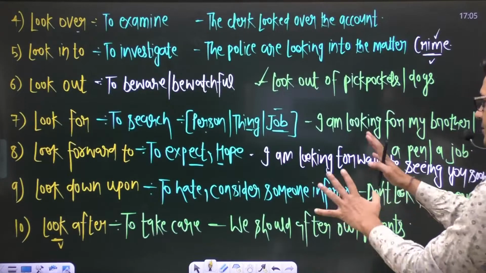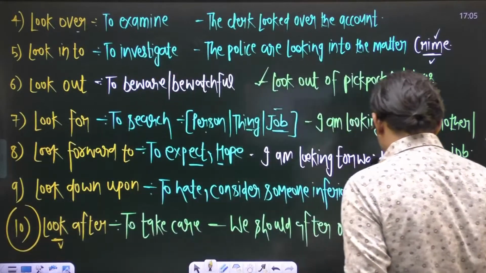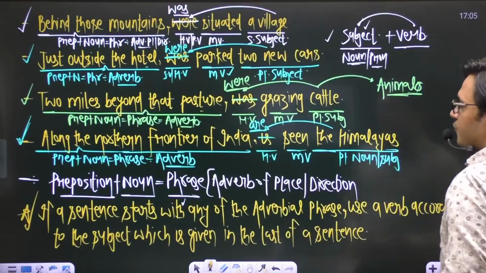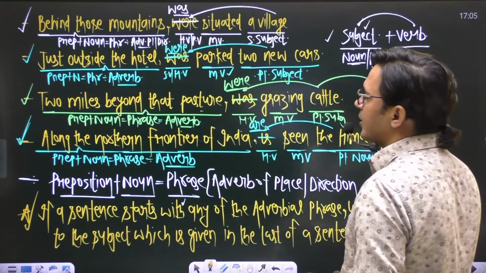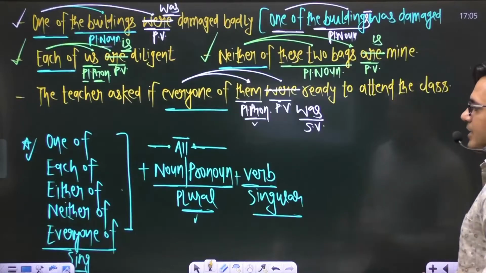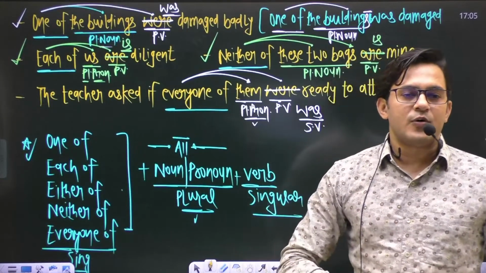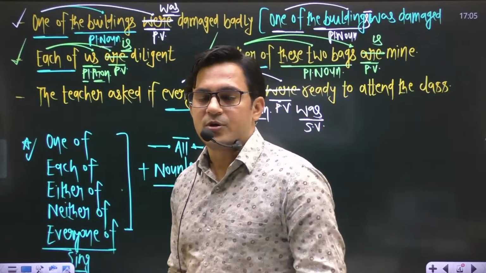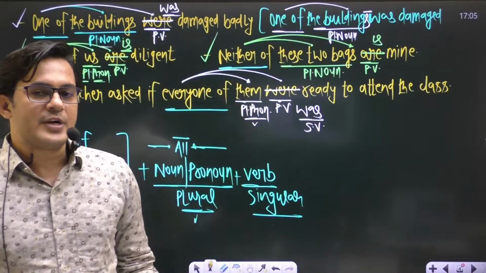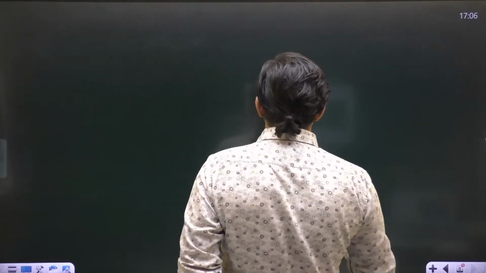Okay. In the last class, some of the phrasal verbs were there. Approx 10 phrasal verbs we discussed, and before that, we discussed some of the important concepts from subject verb agreement. This is the case of adverbial phrase. As I told you, words like one of, each of, either of, neither of, and every one of are followed by a plural noun or pronoun, and the verb must be singular. We discussed this in the last class. So in today's session, we shall cover subject verb agreement and phrasal verb.